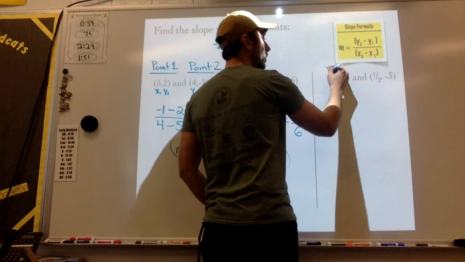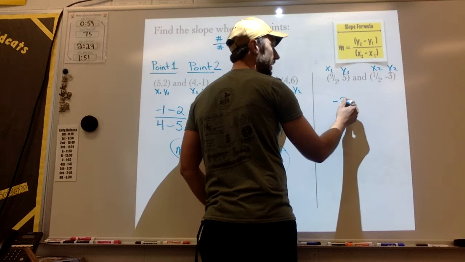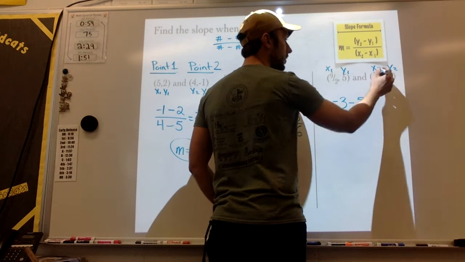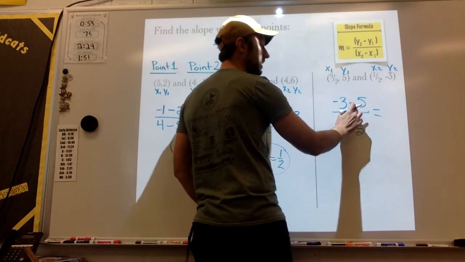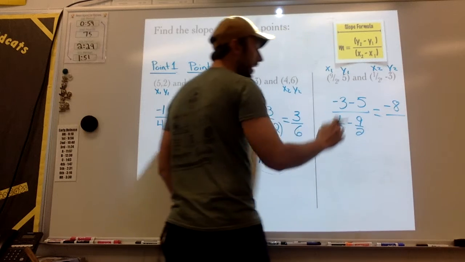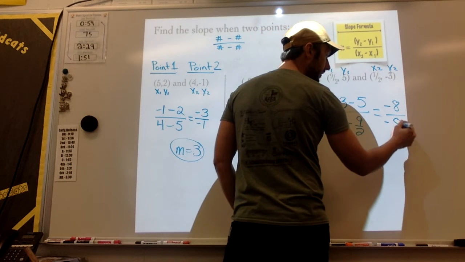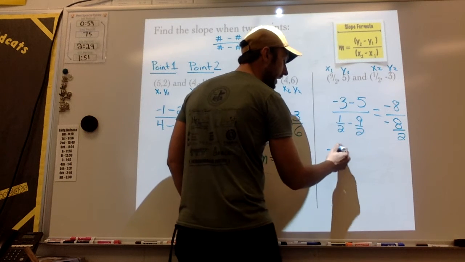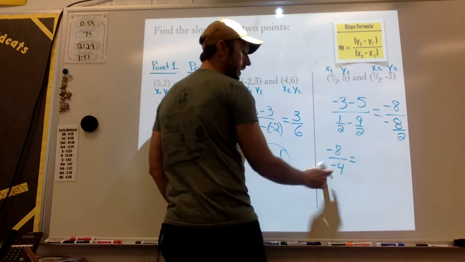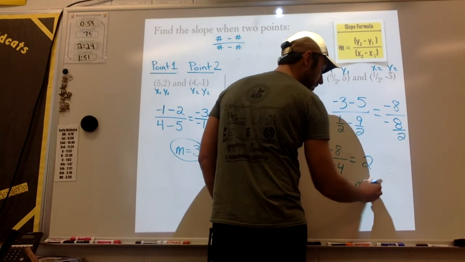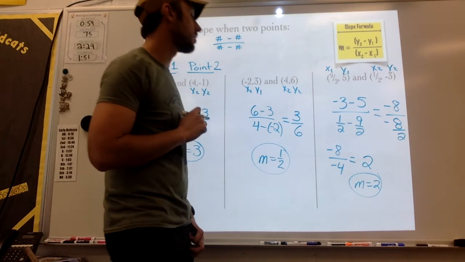Over here, x sub 1, y sub 1, x sub 2, y sub 2. Take my second y first, -3 minus 5 all over 1/2 minus 9/2. -3 minus 5 would be a -8. That leaves me with 1/2 minus 9/2, which is the same as -8/2. And that's the same as -4, and -8 divided by -4 is a +2. So we know our slope between the points (9/2, 5) and (1/2, -3) would have a positive slope of 2.